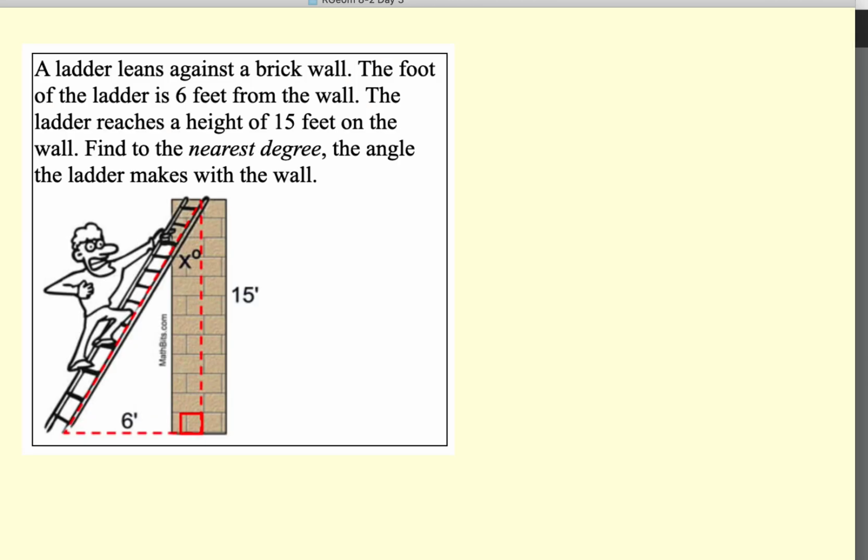Let's go ahead and use an application problem. Here we have a ladder, and this is 6 feet from the wall. The wall is 65 feet. Let's see if we can figure out the angle to the nearest degree. So this is an opposite for angle X, and this is an adjacent. So this clearly looks like tangent.